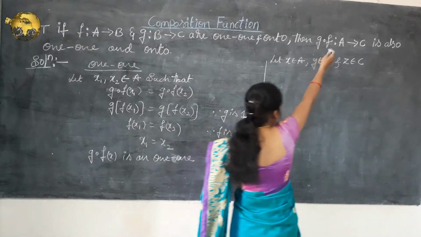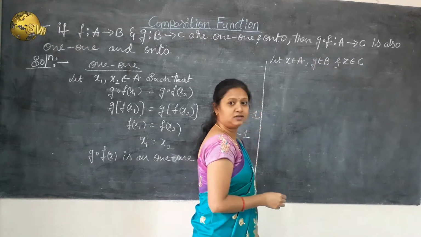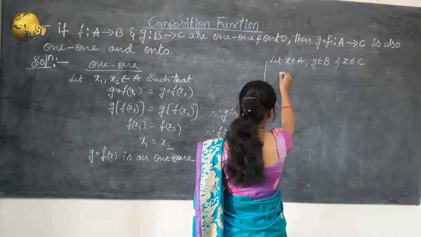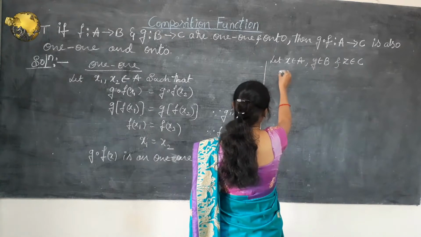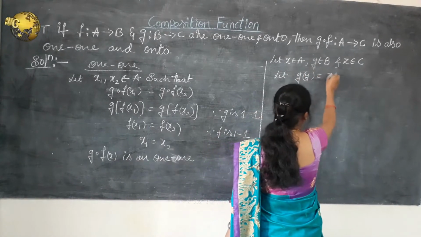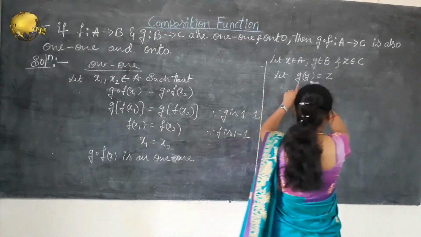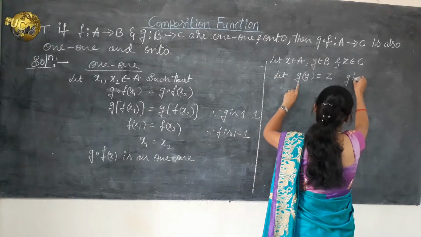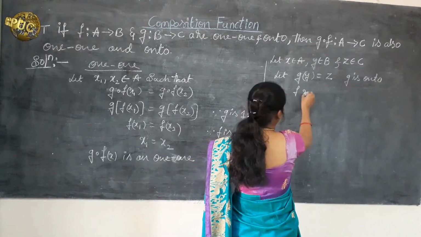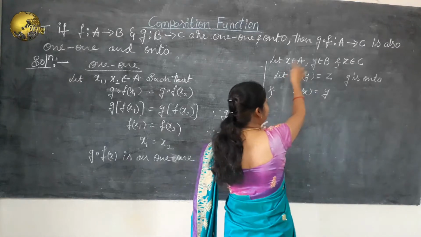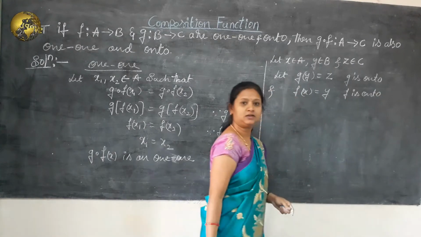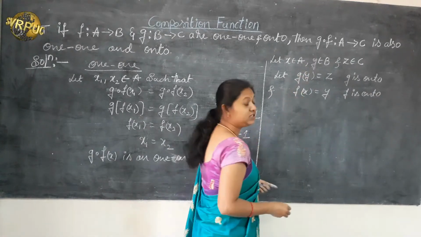Then, see, the composition function is defined from A to C, correct? Then how can we consider it? Let y belong to B. Then we know that g of y is equal to z. Why is g of y equal to z? Because g is onto. And f of x is equal to y. Why is f of x equal to y? Because f is onto.